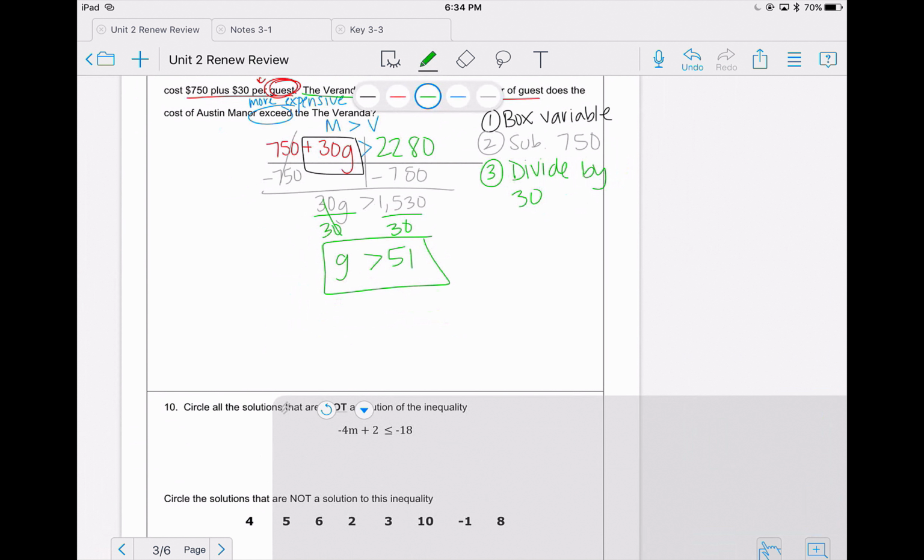Okay, if you want to write this in words, this would be guests over 51 or over 51 guests. Now here it asks where the manor is more expensive or exceeds. It does not ask where they are equal, which is why we don't have the equal sign. And my answer would need to be G is greater than 51 or over 51 guests. At 51 guests, it's going to be the same.